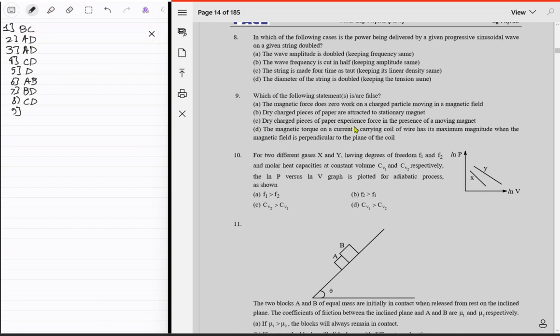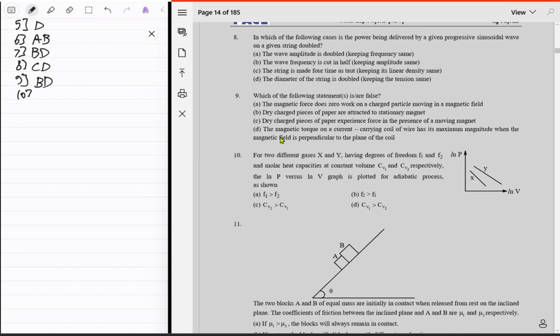Magnetic torque on a current carrying coil of wire has its maximum magnitude when the magnetic field is perpendicular to the plane of coil. Okay, got it. When the magnetic field is perpendicular to the coil, no, because in that case the magnetic moment is the same, so the torque becomes zero in that case. That's not the thing. So D is wrong, which means D is a correct option and B is the correct option, right? So B and D. Next question.